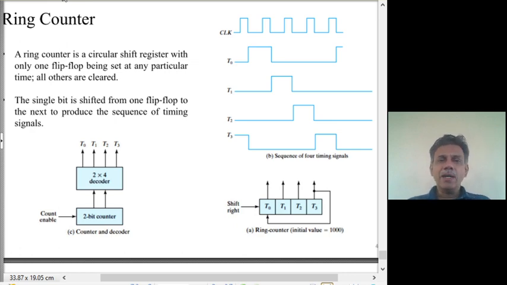So timing diagrams, timing signals, are the ones which have a number of lines, usually called T lines. Here there are 4 lines, T0, T1, T2, T3. What we want is that only one of these lines has to be 1 at any given time, and that 1 has to jump from one line to another in a particular sequence, and that is what we mean by a timing diagram. And this jump has to take place at the end of every clock period.